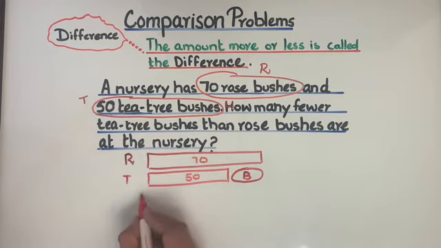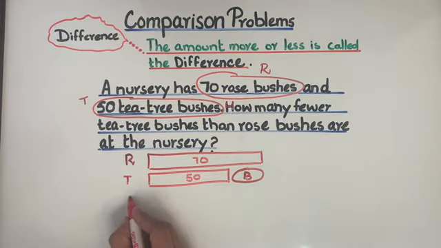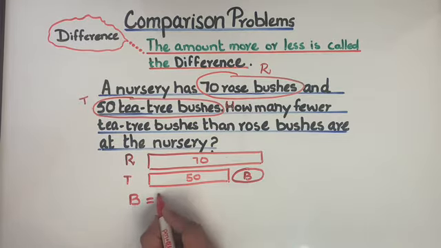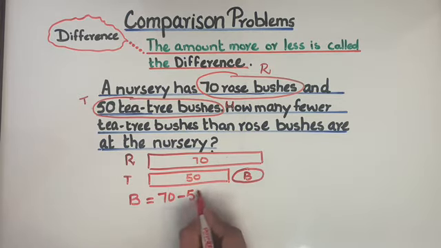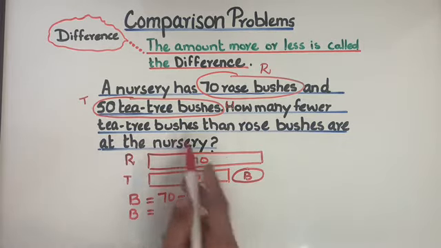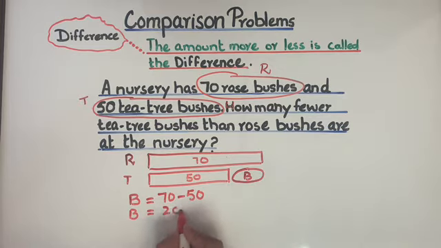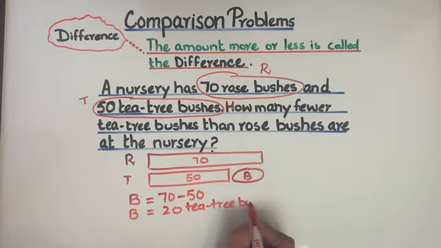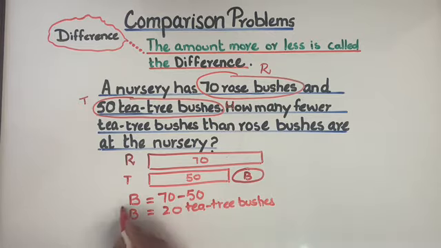So what will be the equation? I'm going to put B on the left side of the equation. Normally, the thing which we have to find, we put it on the left side of the equation. B equals 70, which is the rose bushes, minus 50 tea tree bushes, and I will get the fewer tea tree bushes. 70 minus 50 is 20, and 20 is the answer. And don't forget to label it: 20 tea tree bushes. So this is the answer.